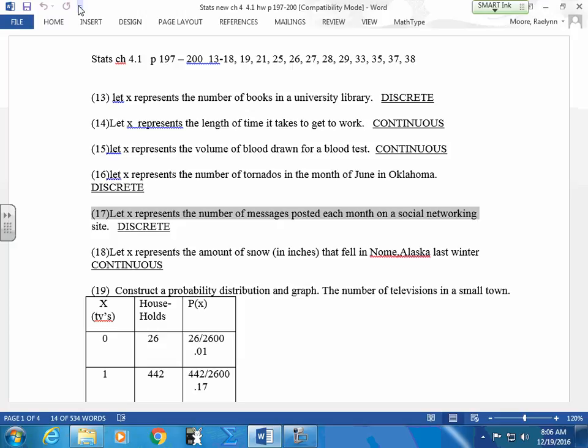The amount of snow in inches, could I have exactly 3 inches? Could I have 3.5 inches? Yeah, if it's continuous, if you can have a half, you're continuous.